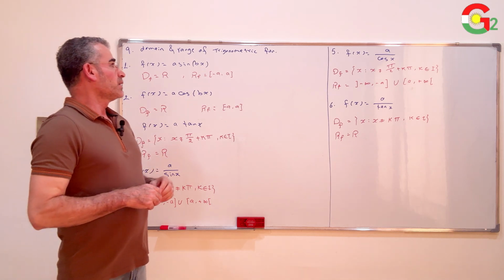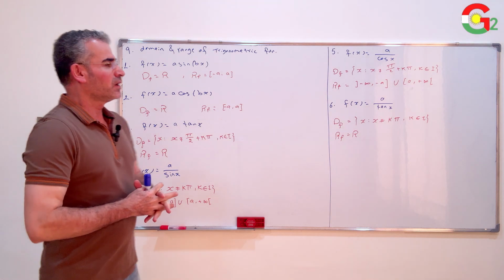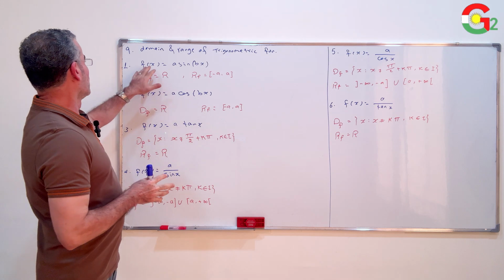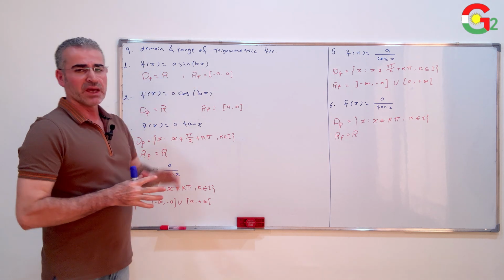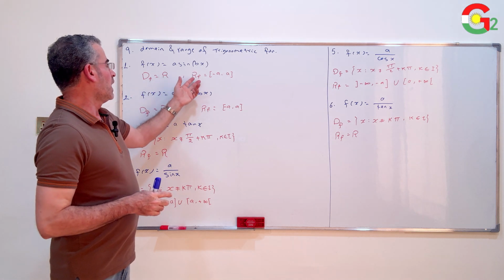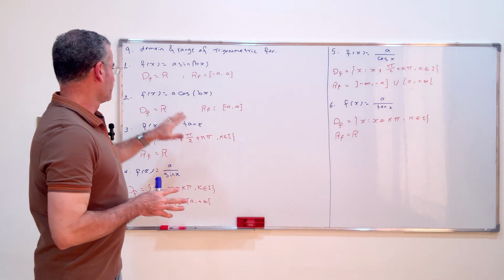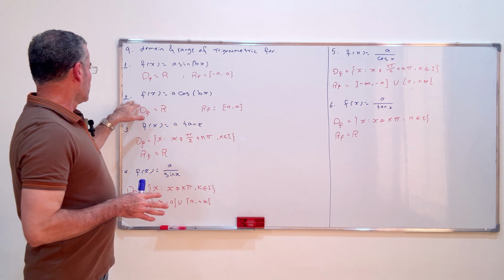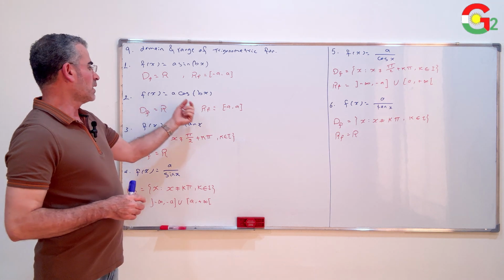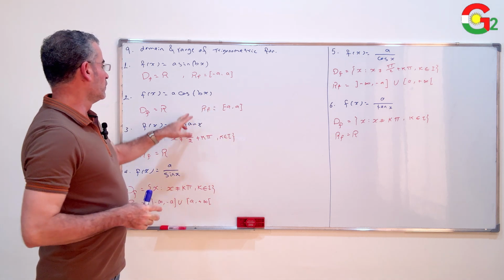Number 9, domain and range of trigonometric functions. We will study six of the more used trigonometric functions. f of x equals a sine bx, where a and b are constants. Then the domain is R, and the range is the closed interval from negative a to a. f of x equals a cosine bx, then the domain is also R, and the range is also the closed interval from negative a to a.